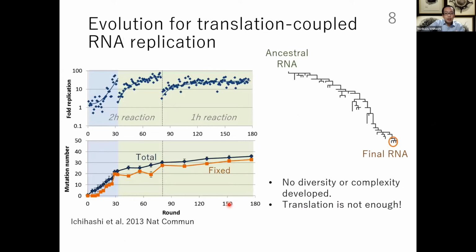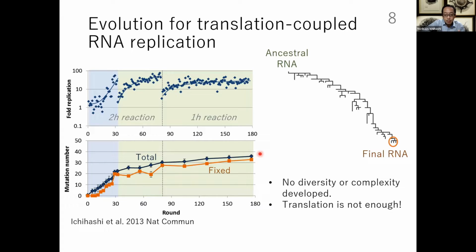And we found that when we repeated this cycle for more than 100 rounds, the average replication ability of the RNA population gradually increased. And also we found that mutations gradually accumulated in the RNAs. So this data shows that RNA evolved in this case.